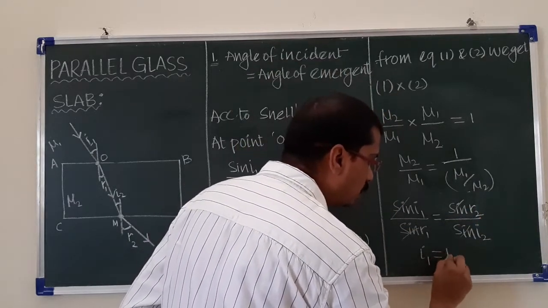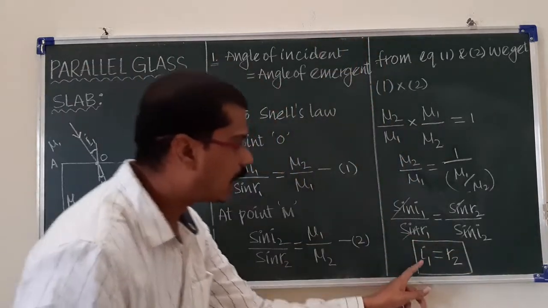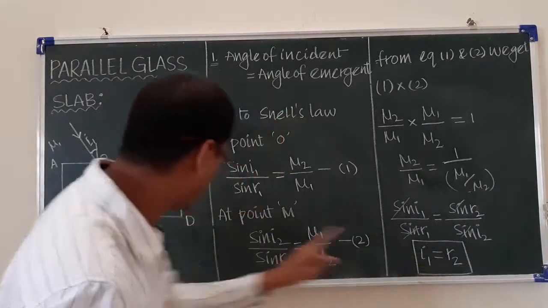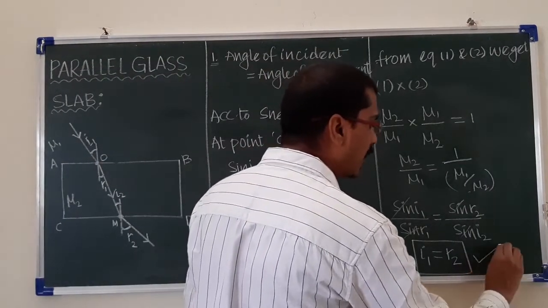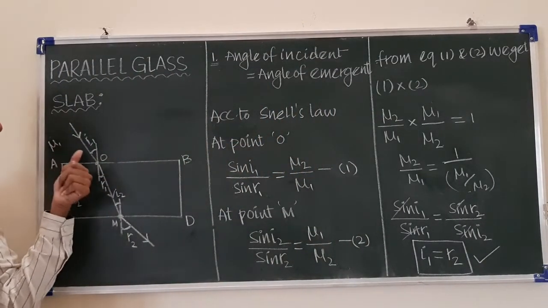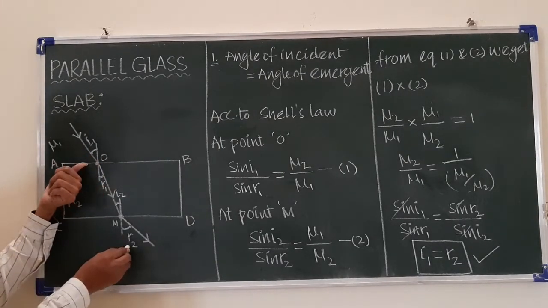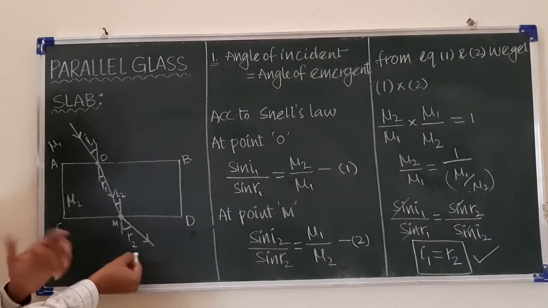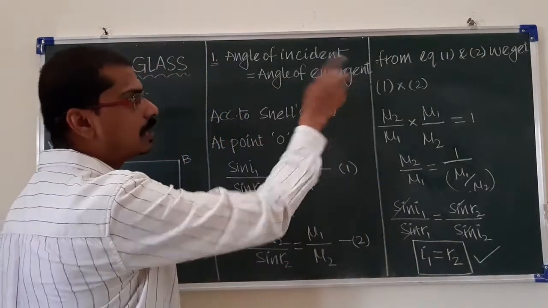Sin I1 is equal to sin R2. Here I1 is the angle of incidence, then R2 is nothing but the angle of emergence. This angle of incidence is equal to the angle of emergence. How can we conclude that? For example, the angle is incident on the AB surface at 45 degrees, and what is the angle of refraction? I1 is equal to R2, so it is 45, automatically the emergent angle is also 45 degrees. This is our first concept: the angle of incidence is equal to the angle of emergence.